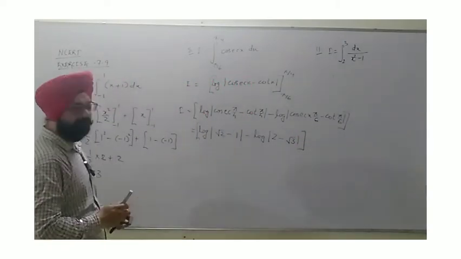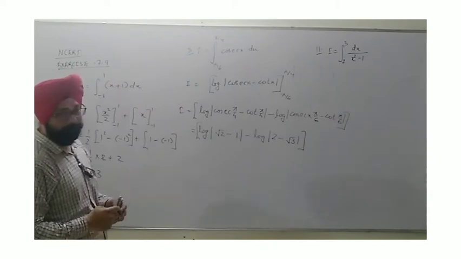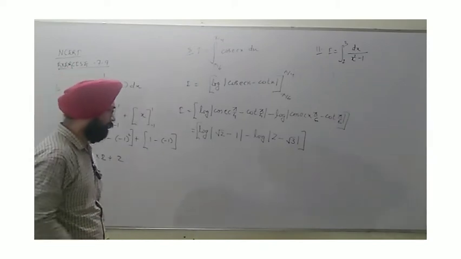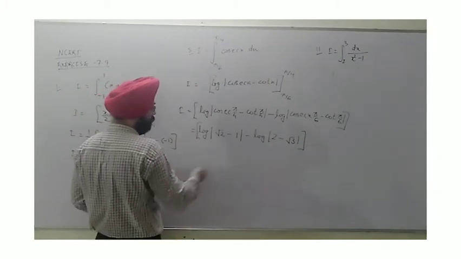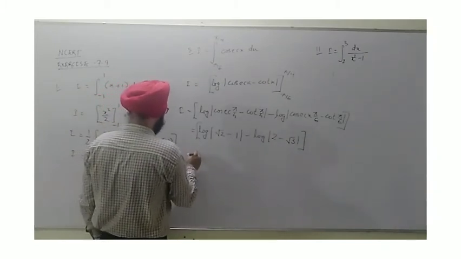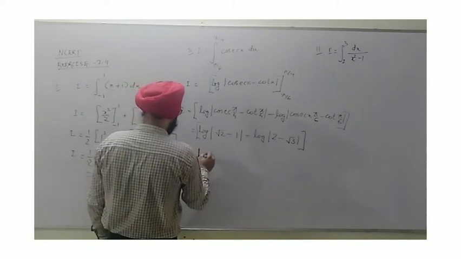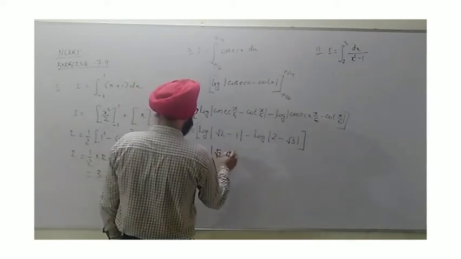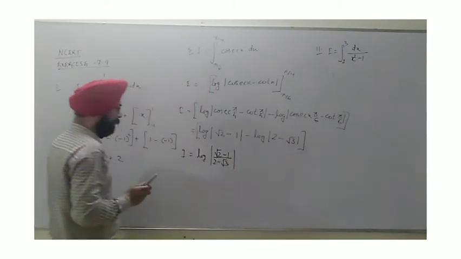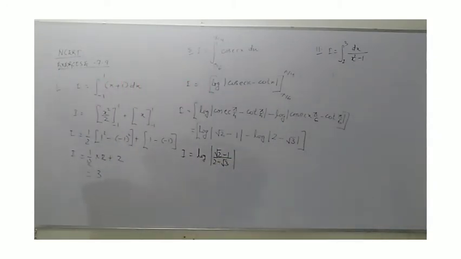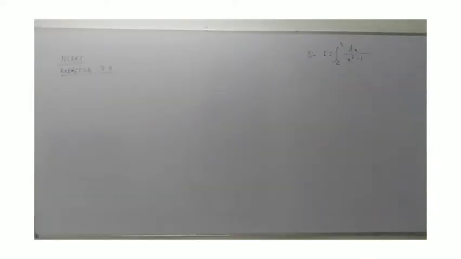Now this much we can consider to be the answer, but as properties of log are applicable, we can further write, applying the properties of log, as this is a subtraction between them, I is log of mod root 2 minus 1 upon 2 minus root 3. This much we can wind up as the final answer. Now next question.